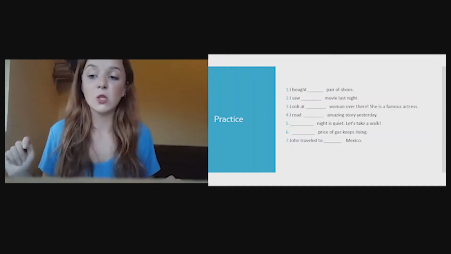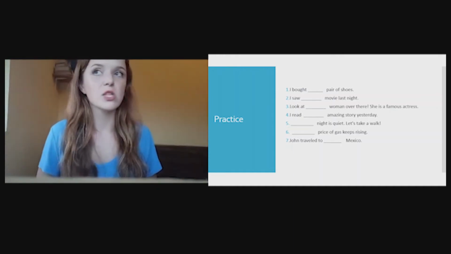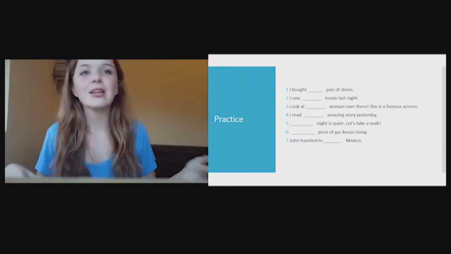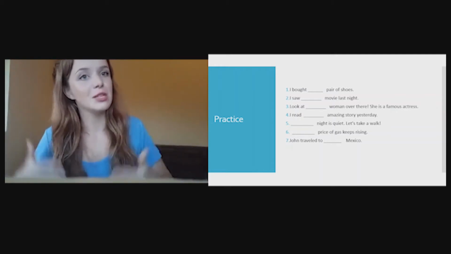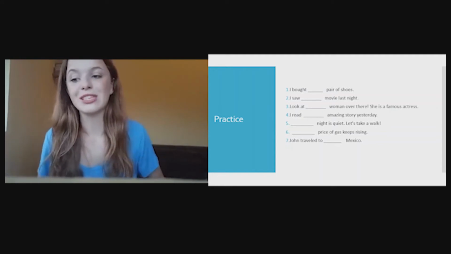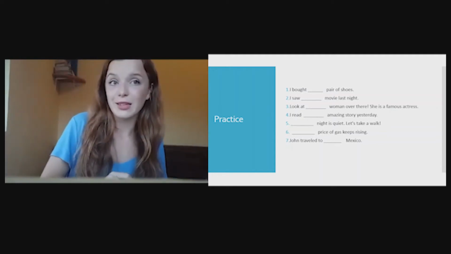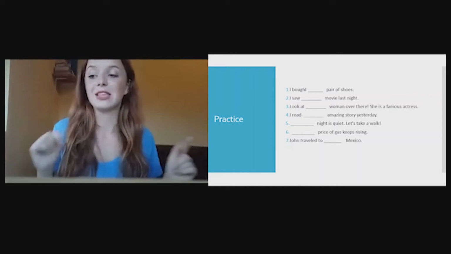Blank night is quiet, let's take a walk. So now in this moment, imagine it's night, you say to your friend, and he will know that you're talking about this particular moment or this night. So you say, the night is quiet. Price of gas keeps raising. So you say, the price of gas keeps raising.